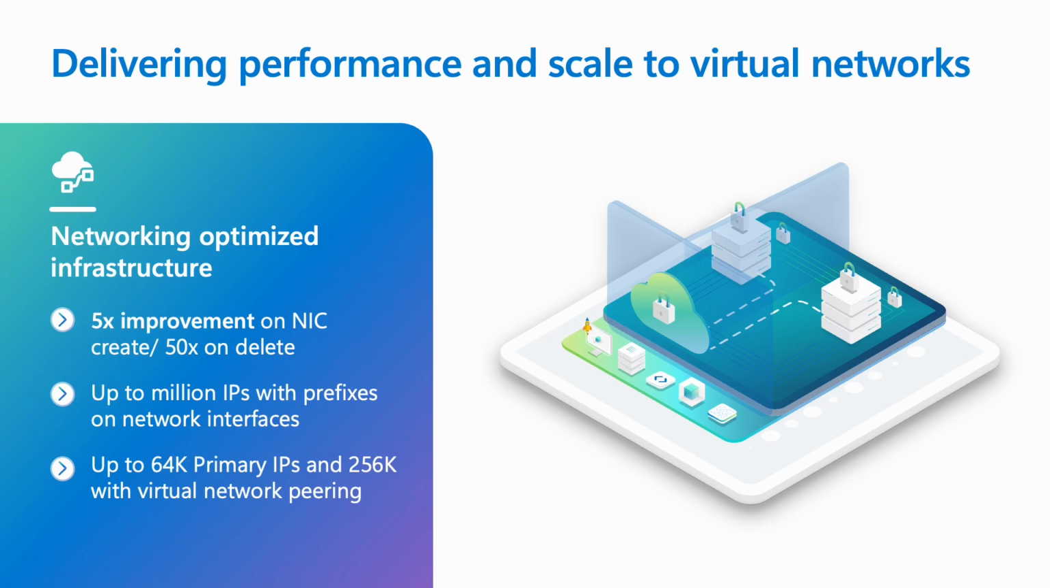Additionally, we introduced prefix on NIC, which allows you to add additional IP prefixes on a VM to reach up to 1 million IP addresses in a VNet. For primary addresses, we have 64K per VNet and 256K for peered VNets.